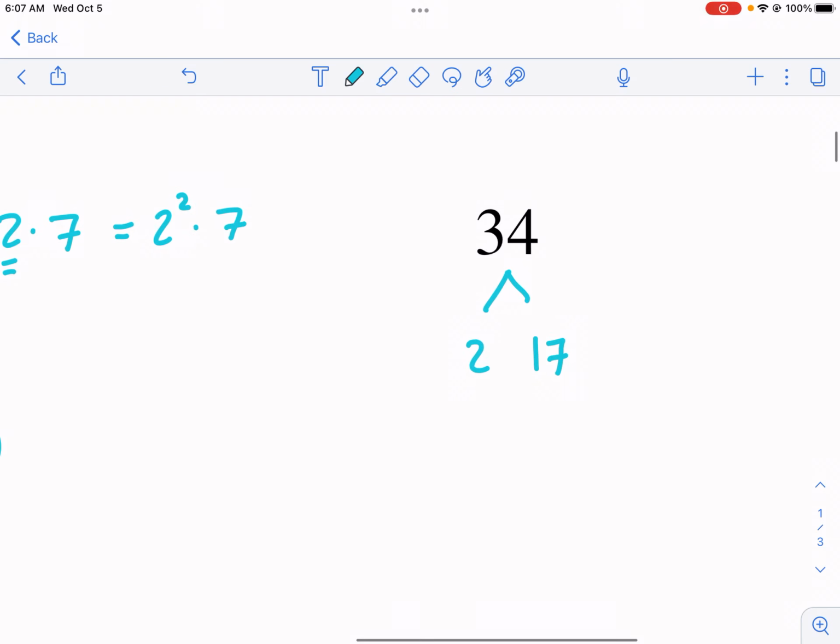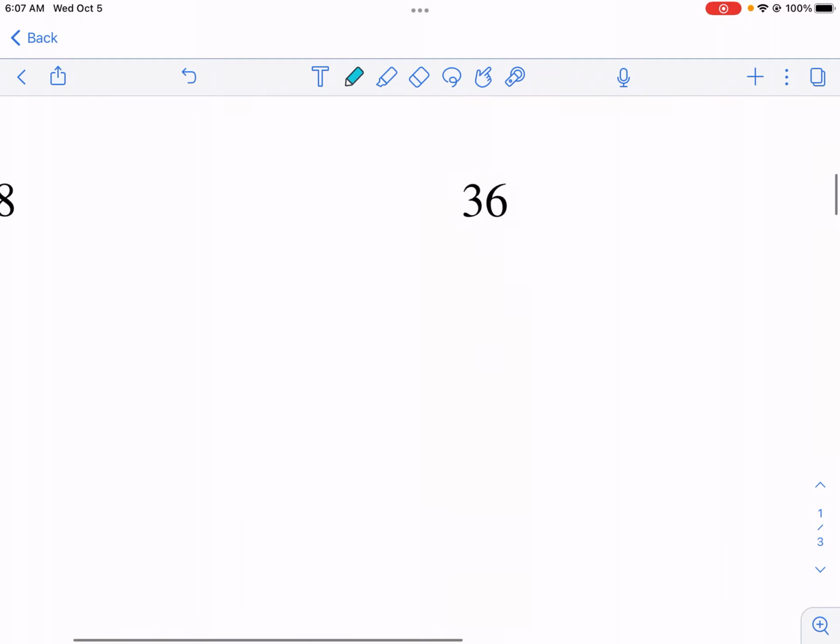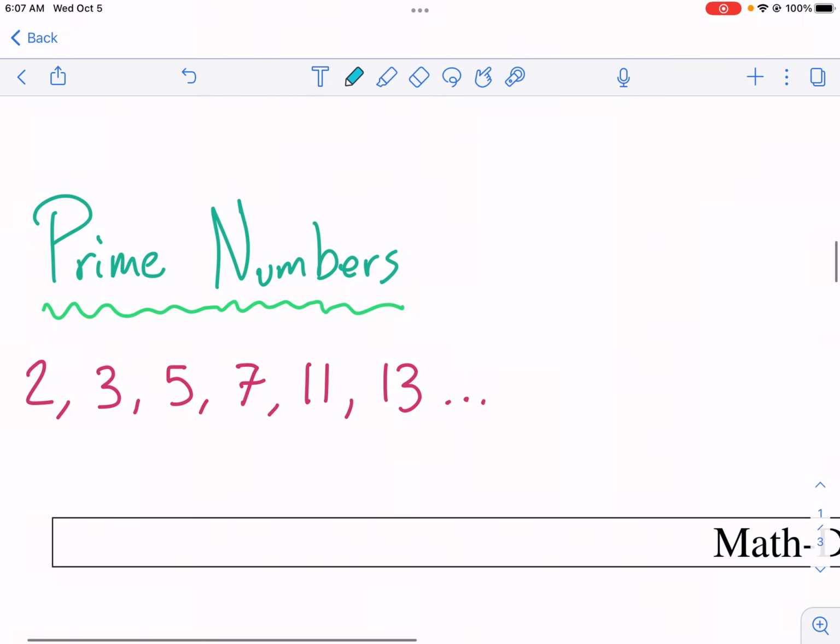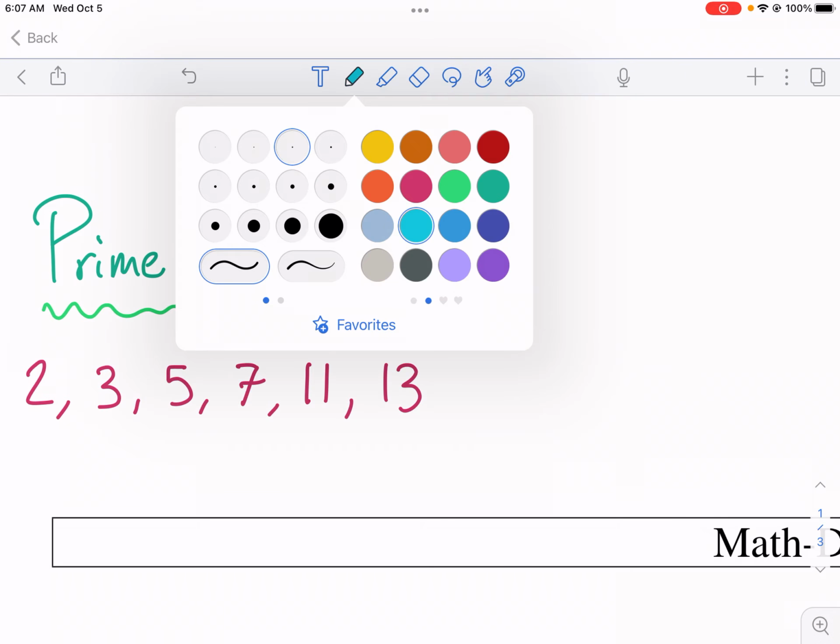Okay, so 2 times 17 equals 34. And now I need to think, is there anything I can multiply by to get 17? I stopped at 13 here. Okay, so we might need to come up with a few more actually. So we got 13. Okay, 15 is not.